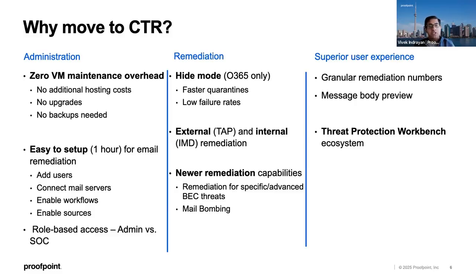And finally, this is a vastly superior user experience. I don't know how many of you here have already delved into or started using CTR, if not fully moved over, but the way you can granularize remediation numbers is great because you can see every message copy that was worked on. You can export that out using CSV or APIs and build all kinds of nice reports in case you care about how quick or how granular the remediation was.